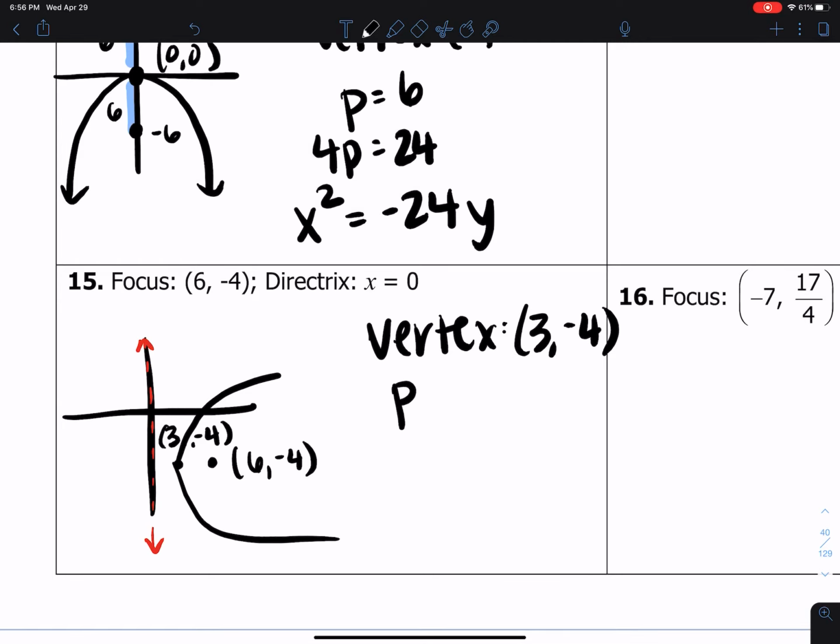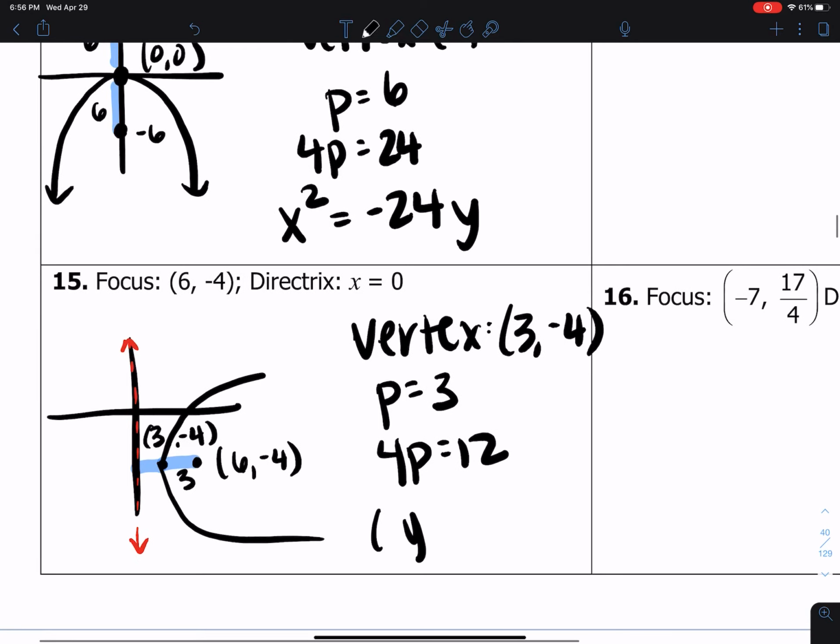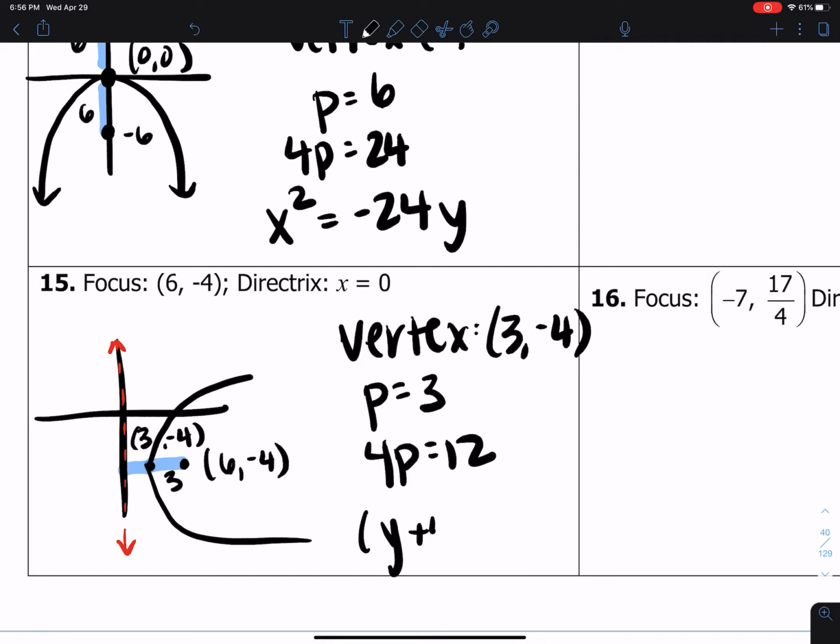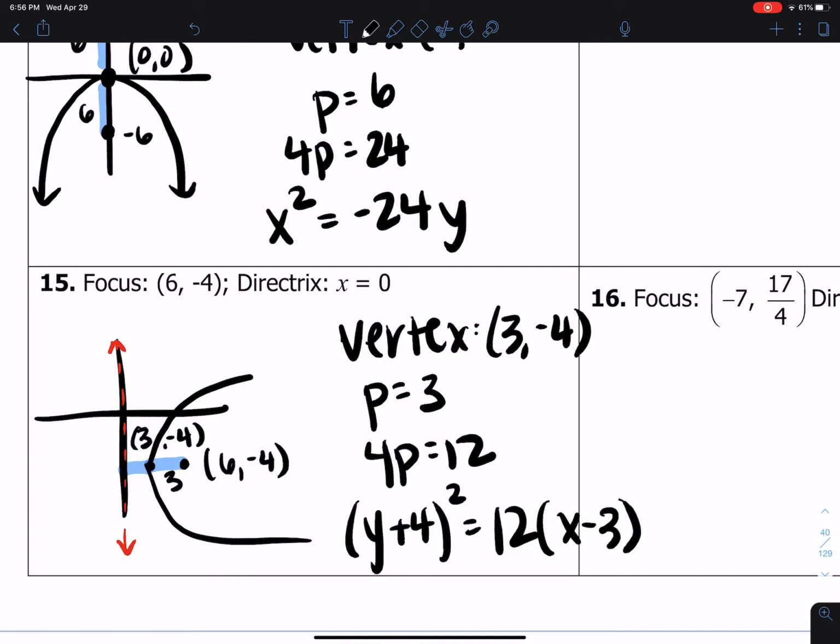And then the P value is from here to here or here to here. It's halfway in between, which we know is 3. So 4P is 12. And it's opening to the right. So we have y plus 4 squared equals 12 times x minus 3. And that's it.